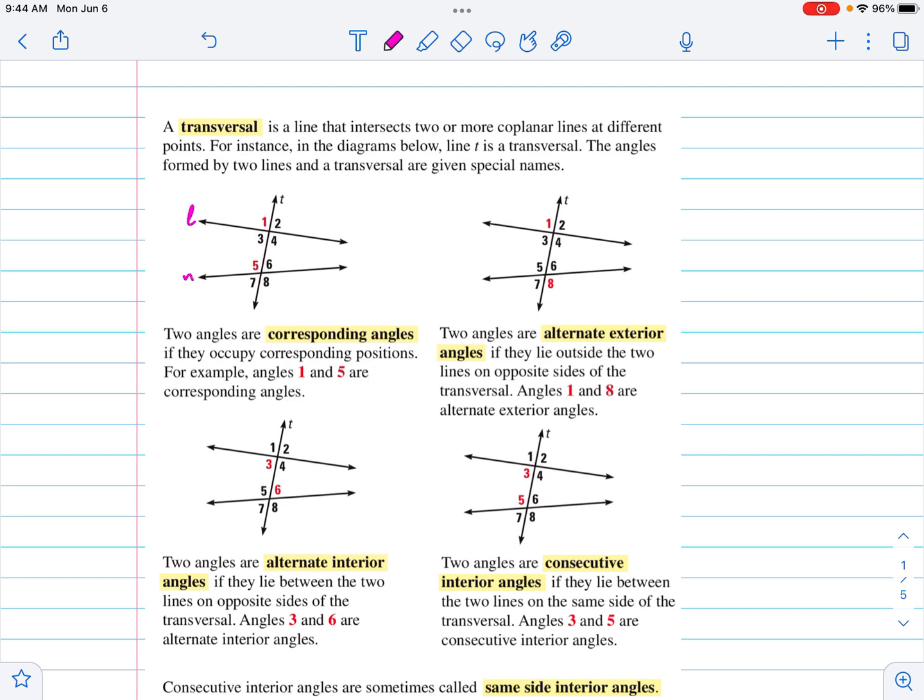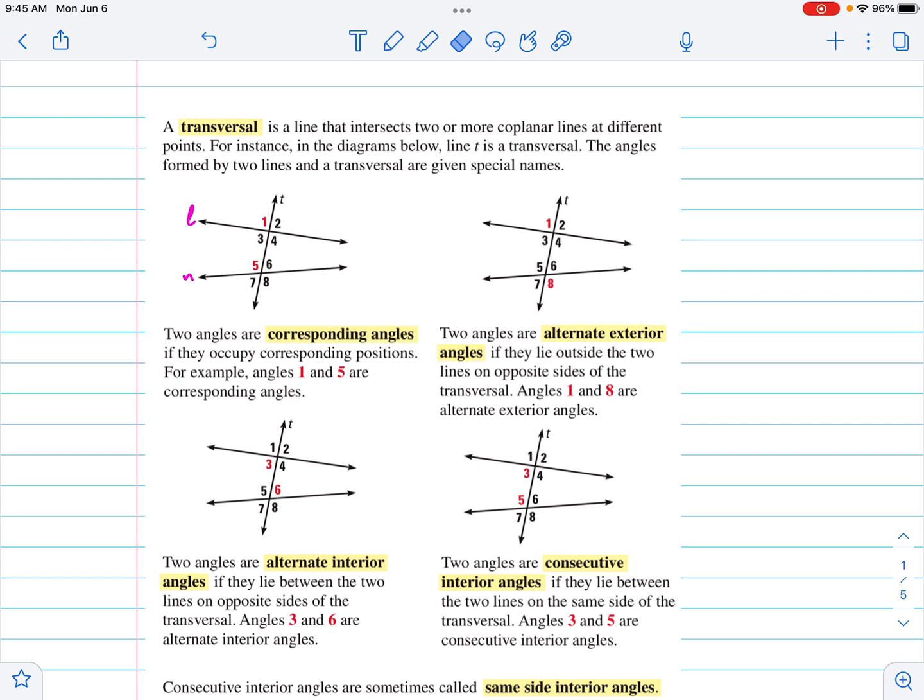Now, those are not the only corresponding angles. If I ask you what the other corresponding angles are, you would say 2 corresponds to 6. Obviously, they correspond to each other. Those are to the right of the transversal and above the line. In general, two angles are corresponding angles if they occupy the corresponding positions. So angle 3 and angle 7 are corresponding angles, and 4 and 8 are corresponding angles. It's pretty intuitive which angles are corresponding.